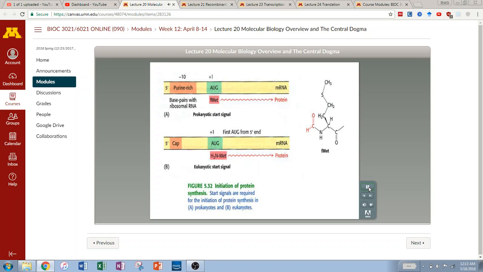In prokaryotes, the initiation of protein synthesis occurs downstream from a purine-rich Shine-Dalgarno sequence on the messenger RNA. This sequence binds to a complementary region on the 16S component of the 30S ribosome. The first AUG codon downstream from the Shine-Dalgarno sequence is recognized by a transfer RNA carrying formyl methionine. In eukaryotes, the initiation of protein synthesis occurs at the first AUG sequence that occurs downstream from the 5' cap. That first AUG codon is recognized by a transfer RNA carrying methionine.